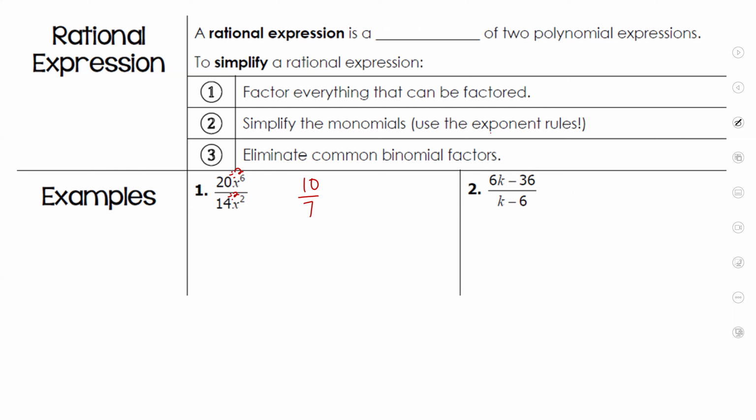Now we're going to use the exponent rules. Let me draw this. We have 6 x's in the numerator, and we have 2 in the denominator. Those cancel, leaving you with 4 x's. So that will be x to the 4th power. You can put it in the numerator if you want to, or you can write 10 over 7, x to the 4th. These are the same thing.